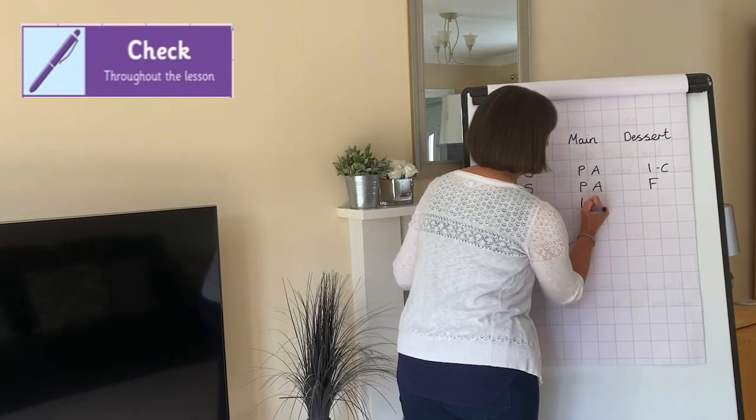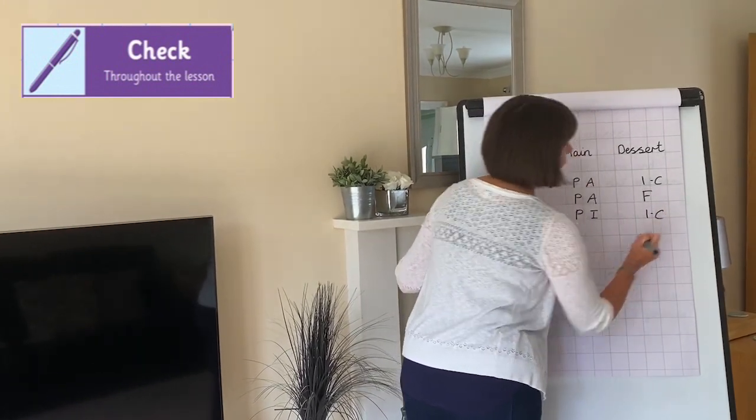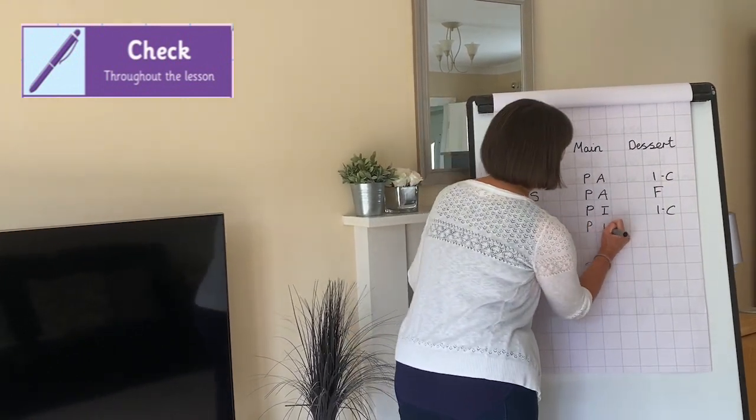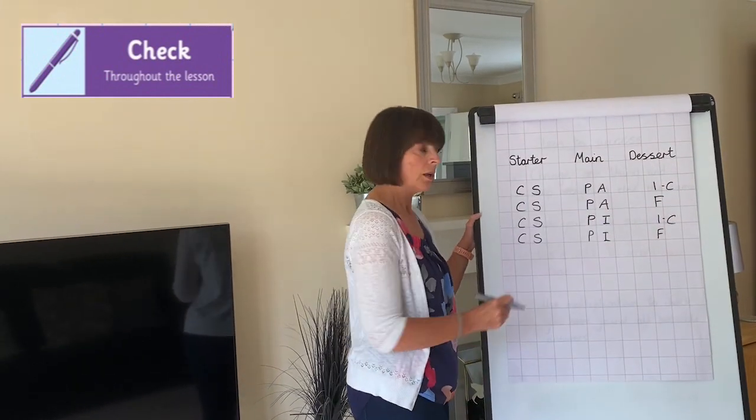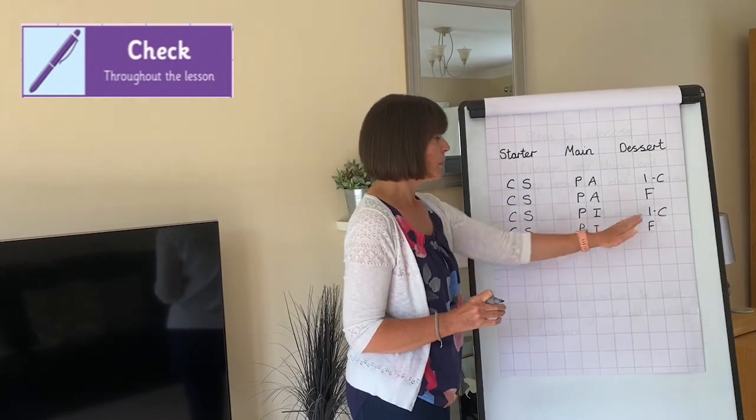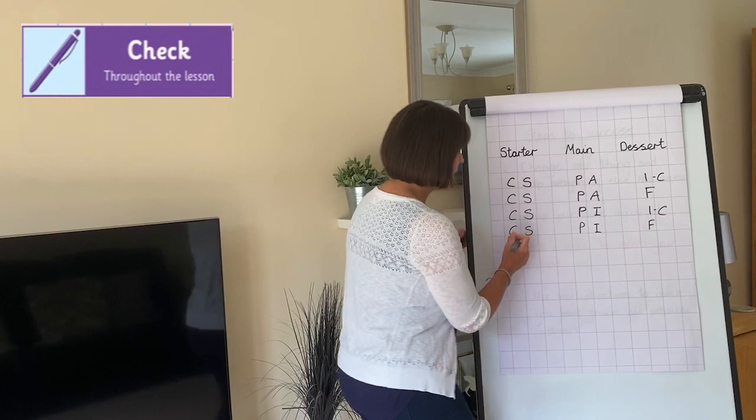So I could have chicken soup, pizza, and some ice cream. Then chicken soup, pizza, and then some fruit. And those are all the possible answers now for chicken soup and pizza, because there are only 2 desserts. So I'm going to keep going.